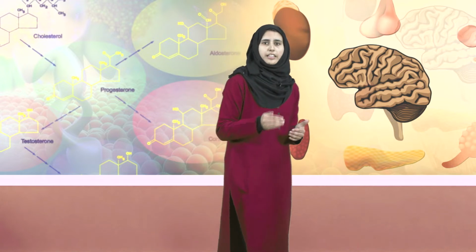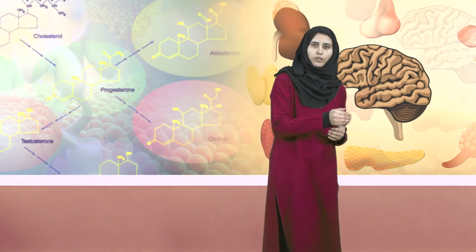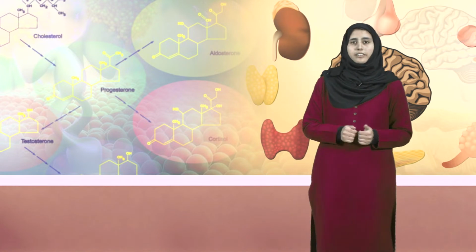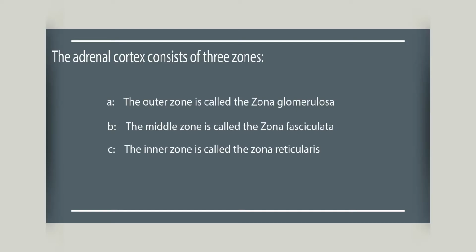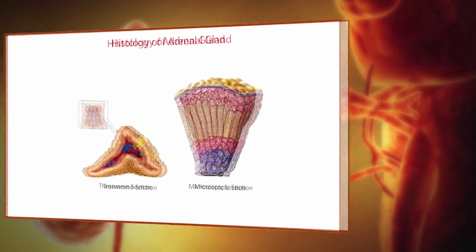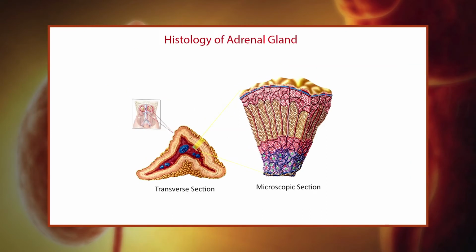Now, we have learned that the adrenal gland comprises the adrenal cortex and adrenal medulla, but a question arises: what actually are the adrenal cortex and adrenal medulla comprised of? The adrenal cortex consists of three zones. The outer zone is called the zona glomerulosa, the middle zone is called the zona fasciculata, and the inner zone is called the zona reticularis. It should be noted that each zone secretes different hormones as shown in the figure.